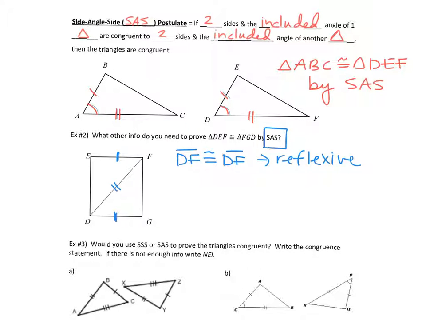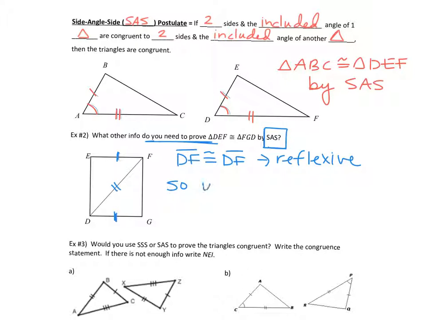FDG and EFD, right? The included angles would have to be congruent. Now, here's my question. In this picture, do we know those angles are congruent? No, because they didn't tell us the lines were parallel. They're saying what would you need in order to prove it. They're not saying what is the proof. They're saying what extra piece of information do we need.